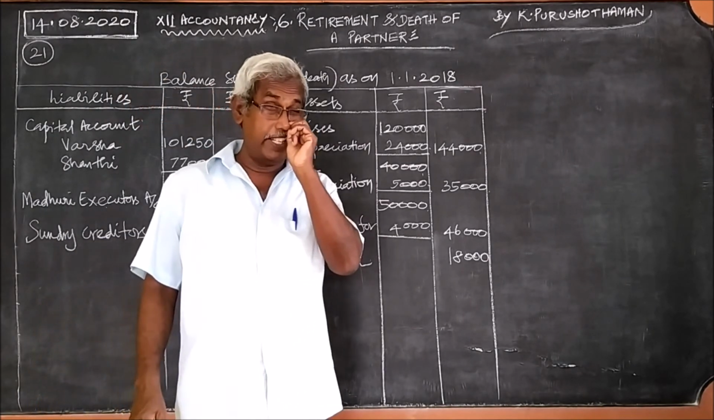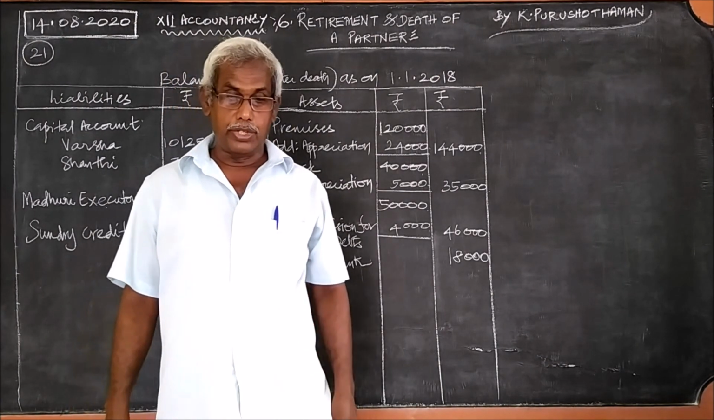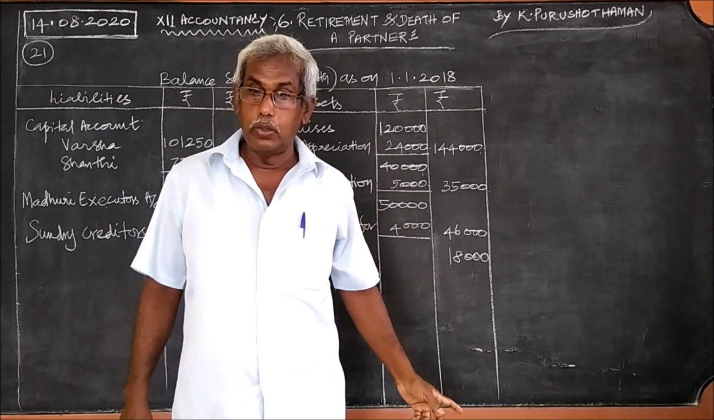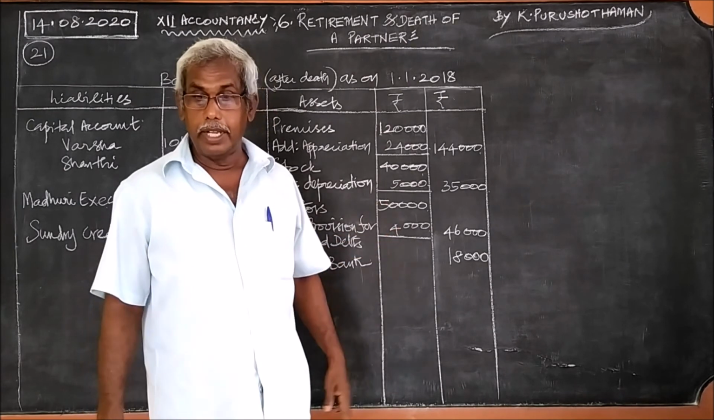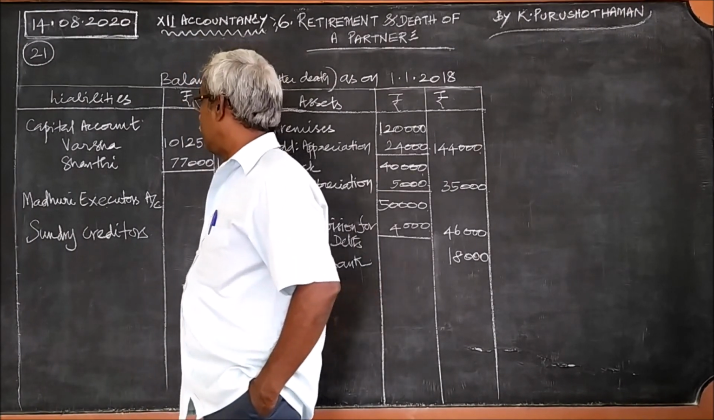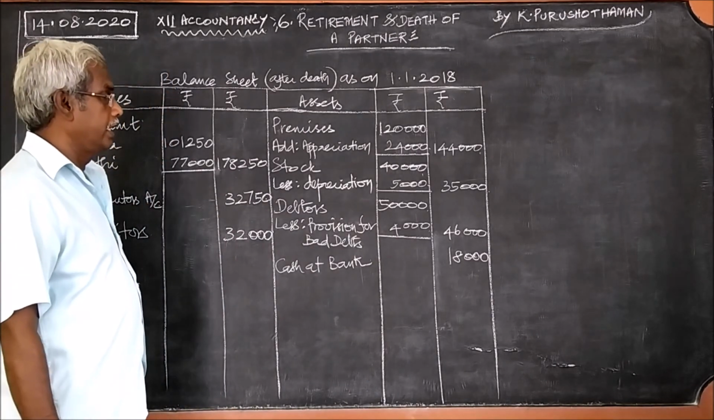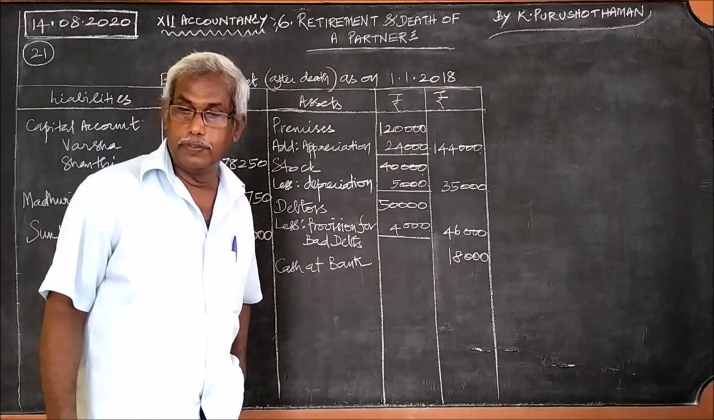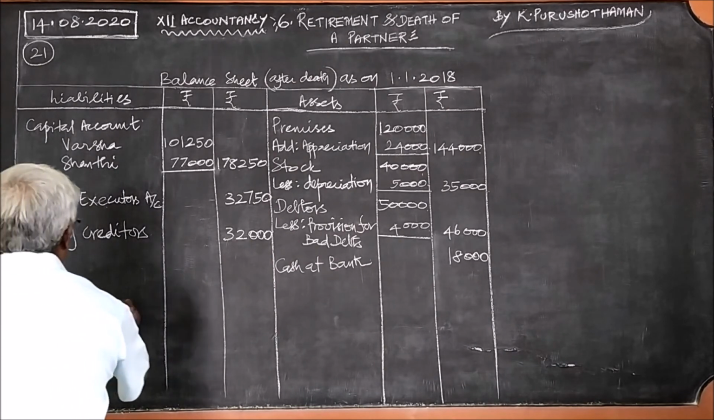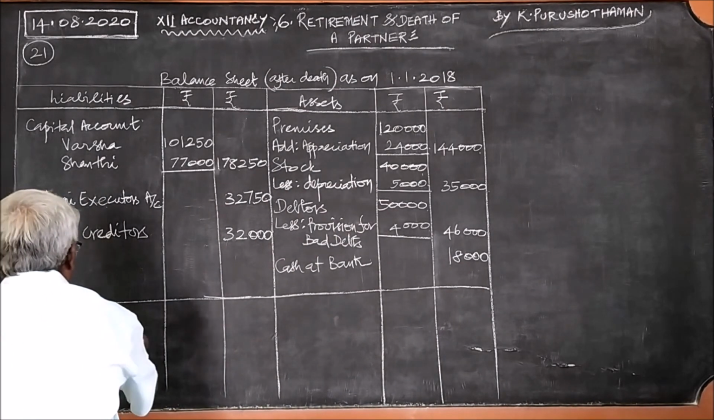Now we have completed the balance sheet and we should check whether anything is missing from the adjustments. Stock depreciation attended, premises appreciation attended, and the third one, bad debts attended, and the last one, the final amount due to Madhuri was not paid, that we should have attended, that is Madhuri's executor's account. So everything we have attended, now we should find the total of this and check whether we are getting equal totals on both sides. We shall close the balance sheet now.